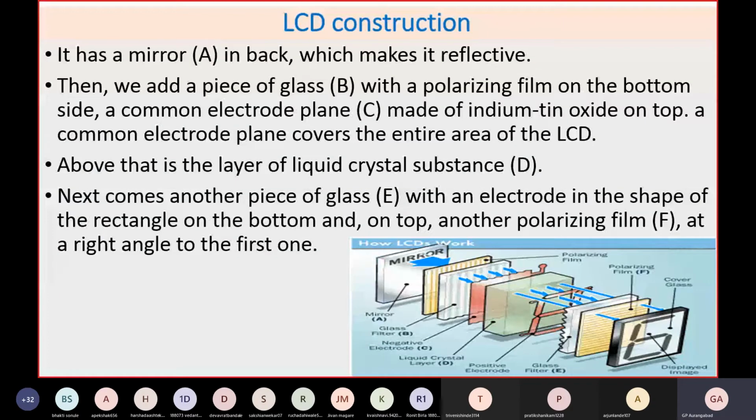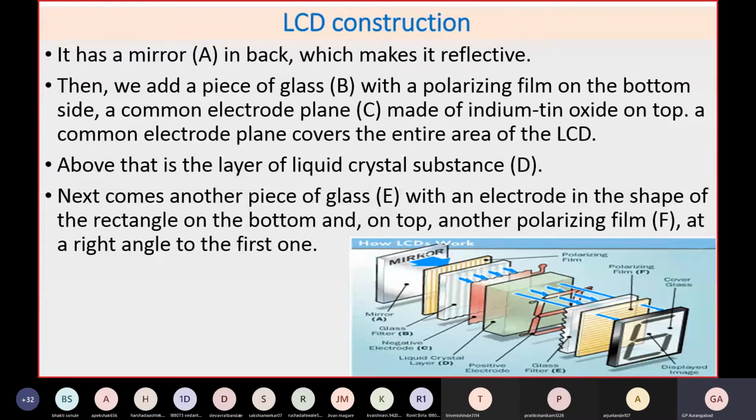Now we'll see what exactly the LCD construction is. The figure shows this particular construction. If you carefully see this figure, you will find at the back side there is a mirror. Let us say this mirror is A, which is a reflective mirror. That means whatever light is incident on this, all the rays will be reflected.